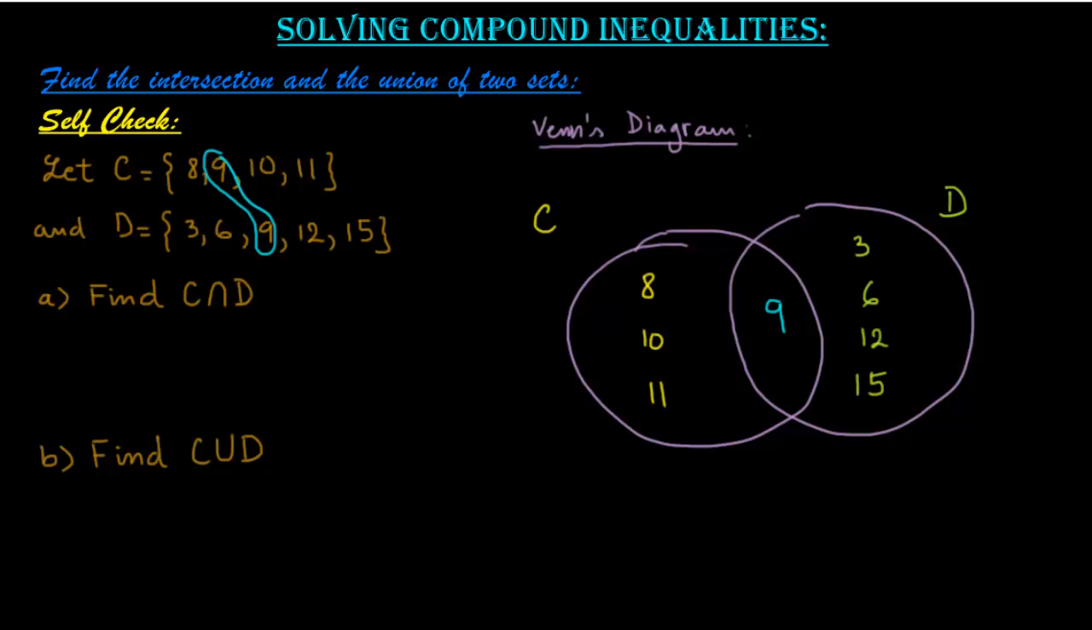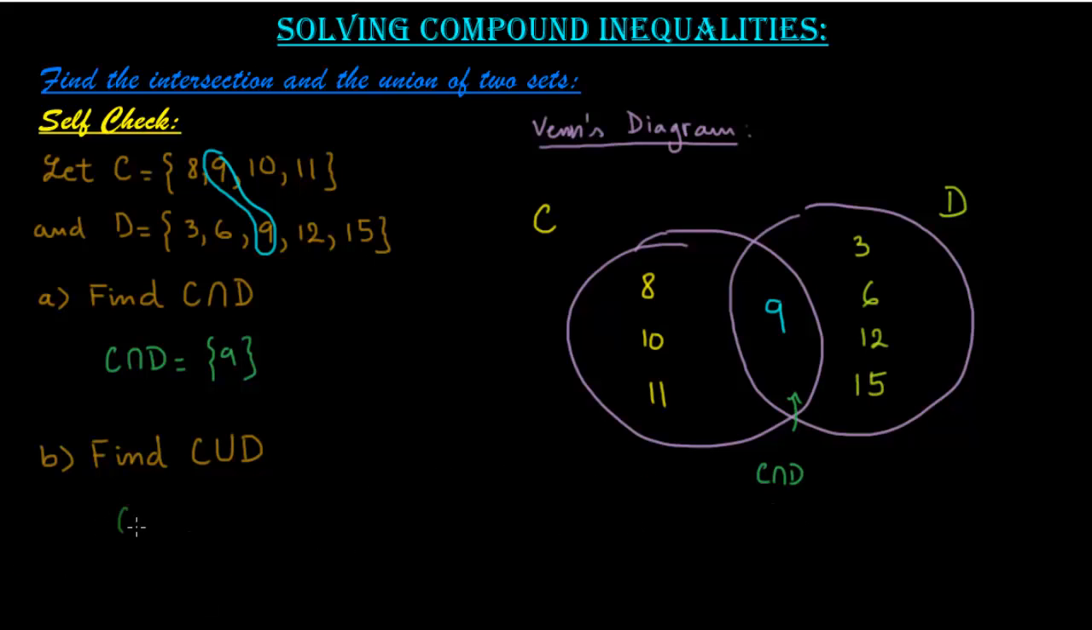So on problem A, we find C intersects D. So just only one element where C intersects D. So C intersects D, the 9 is the only element where C intersects D.